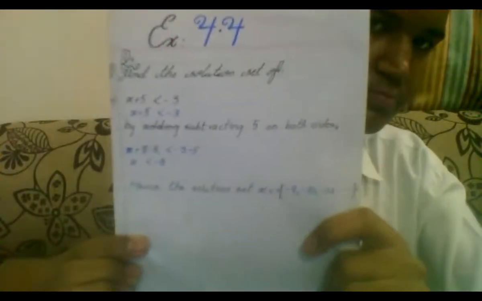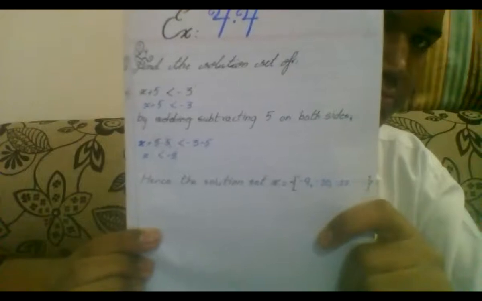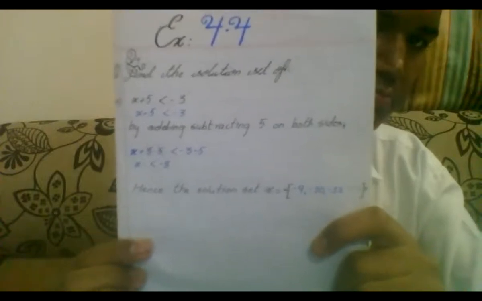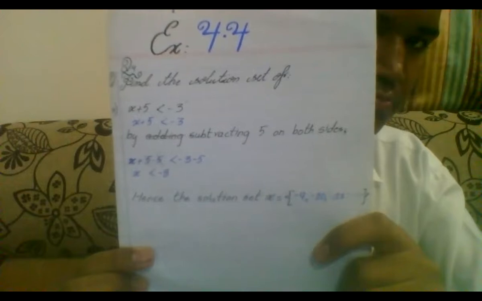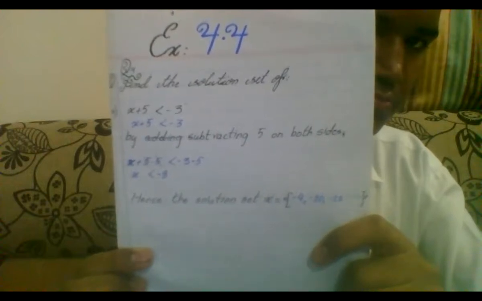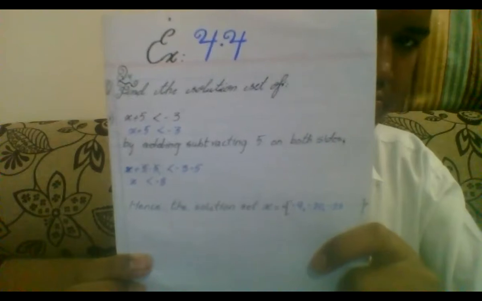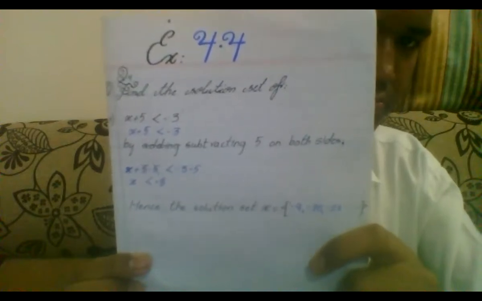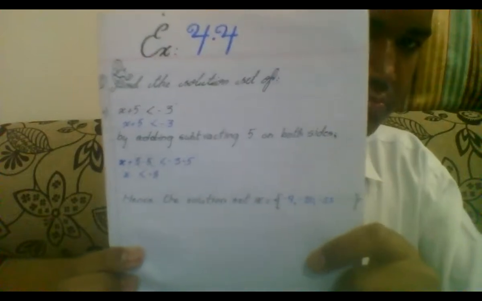The question I gave you yesterday was 4.4, question number 4, on page number 75. x plus 5 is less than minus 3. So by subtracting 5 on both sides, we get minus 3 minus 5, minus 8. Very good. So we get x is less than minus 8.